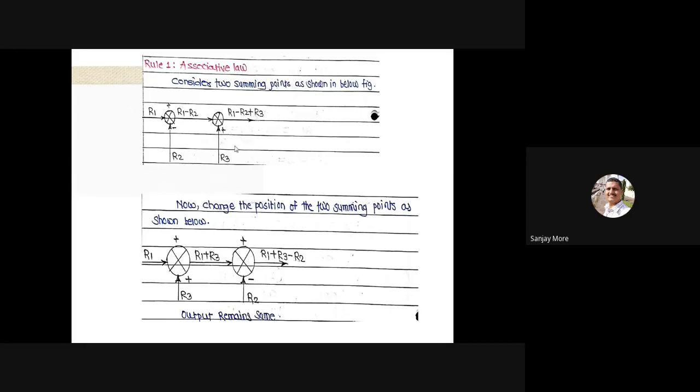Now change the position of the two summing points as shown in the figure. Here, with the summing points changing position, R1 and R3 are both plus. R1 plus R3 goes to the second summation, where R2 is minus. The result is R1 plus R3 minus R2. The output remains the same. So write down and draw both diagrams.